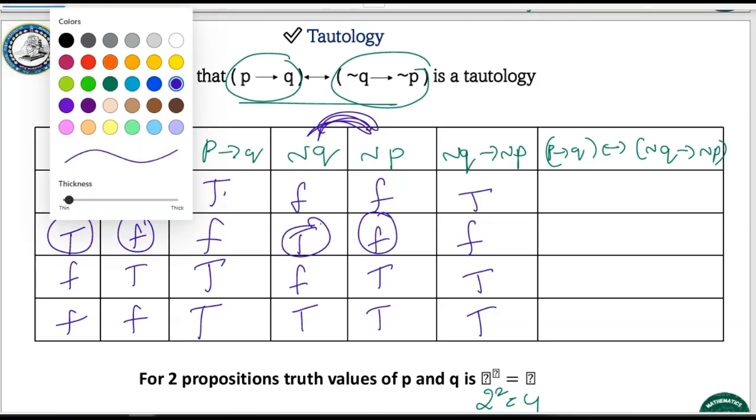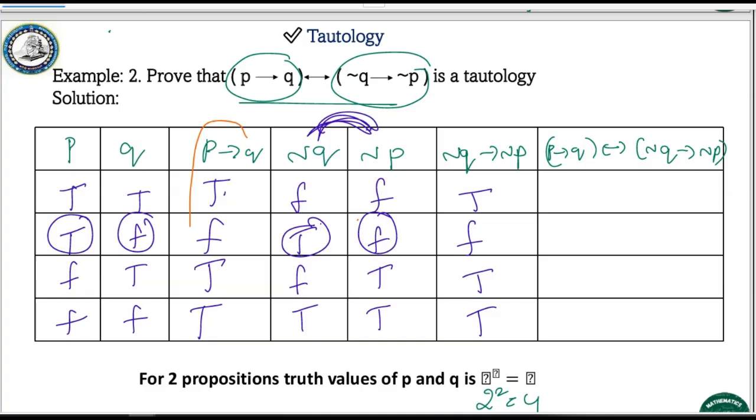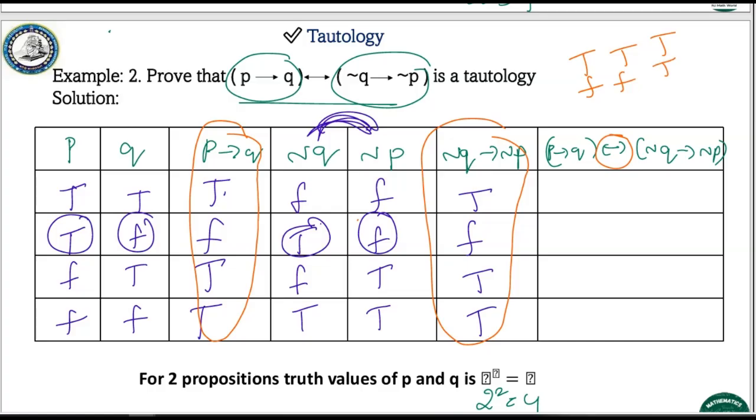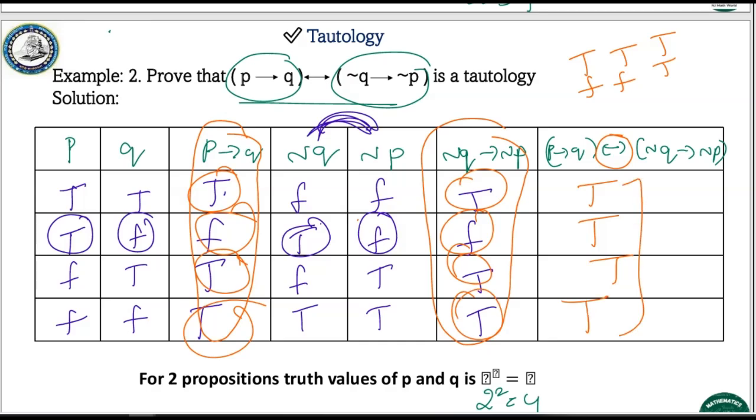So now we'll be checking for P implies Q and negation Q implies negation P. We should check for double implication. What does double implication mean? If both are the same, the answer is T. If it is T and T, T. F and F is also T. We'll check for that. It is T and T, it is T. F and F, it is T. T and T, it is T. T and T, it is T. So all the values are T. Therefore, it is a tautology.